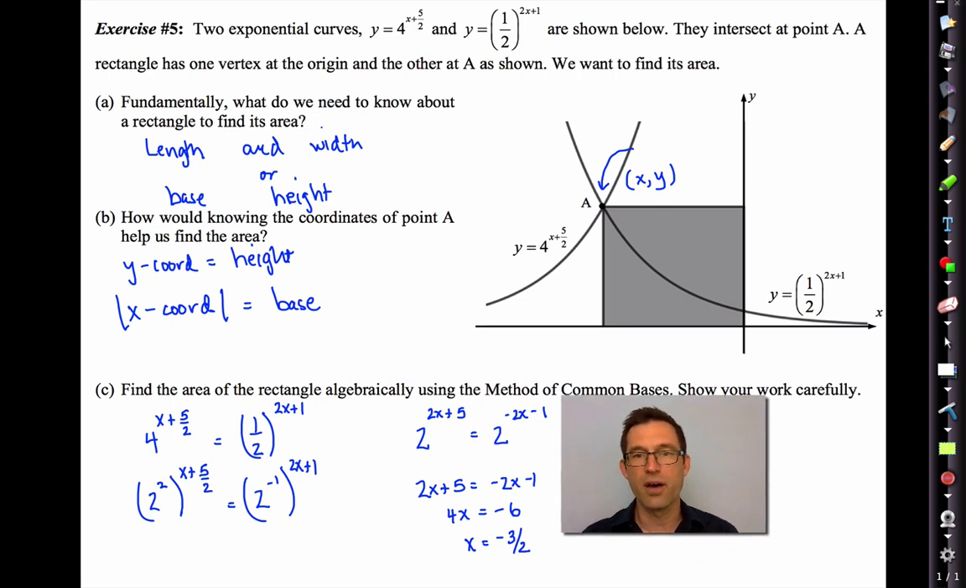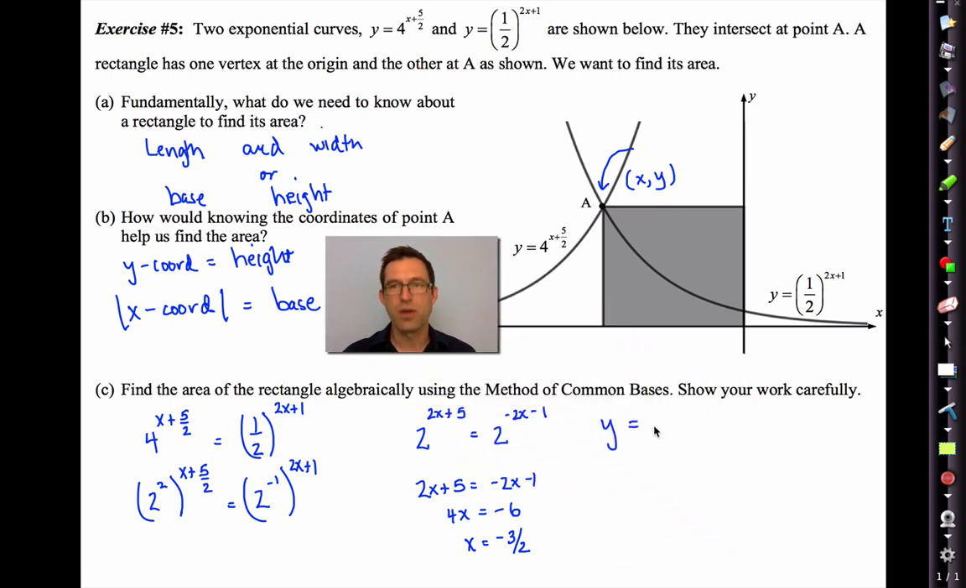All right, fair enough. Let's figure out what y is equal to. I think I'll go with this one. Y is equal to 4 to the negative 3 halves plus 5 halves. Be careful, those are all in the exponent, which would be 4 to the 2 halves, which would be 4 to the first, which is 4. So we now know the coordinates of that intersection are negative 3 halves and 4.